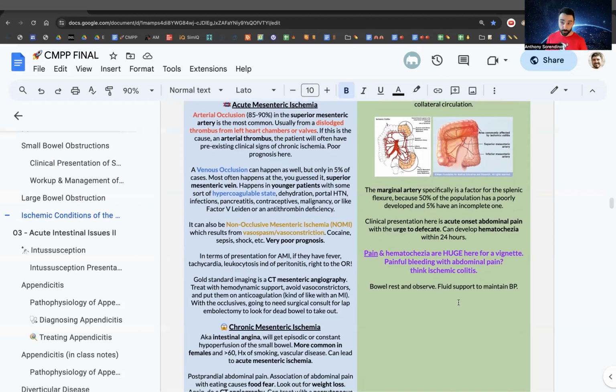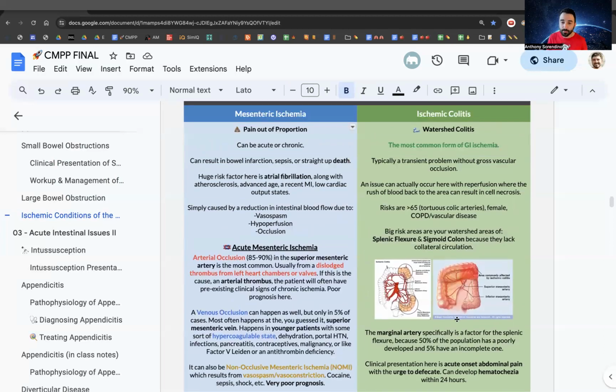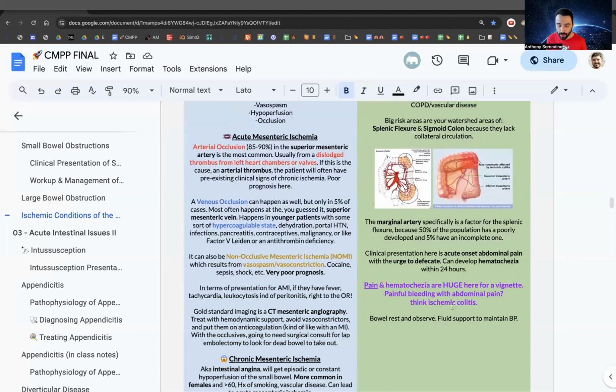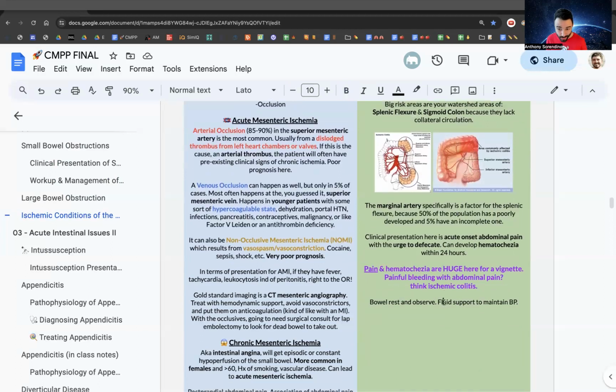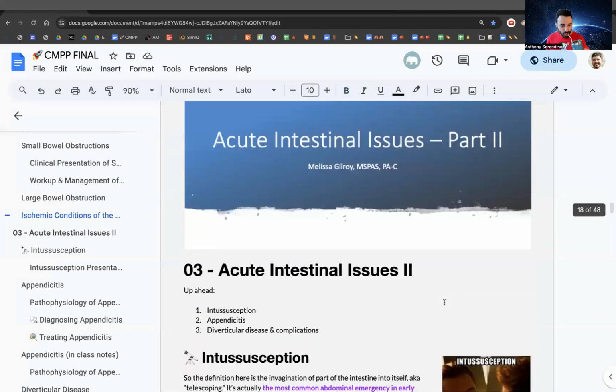The treatment for this, versus calling surgery and freaking out on the left here, is just bowel rest and observe. So it's very common, the most common form of GI ischemia. And the treatment is just to kind of chill and relax and wait for it to pass. All right, PowerPoint 3.